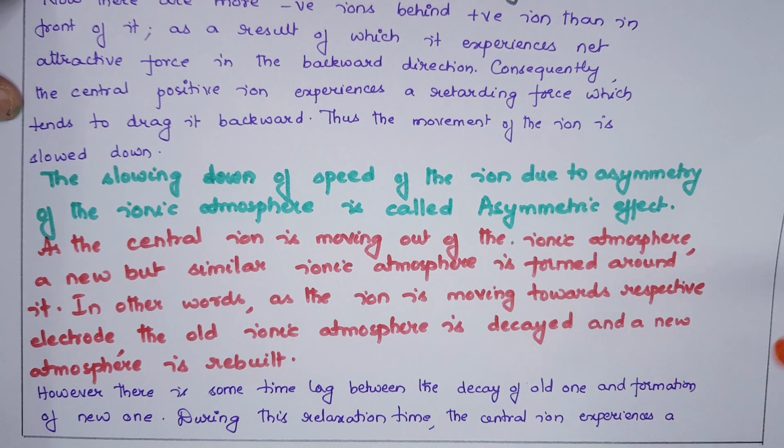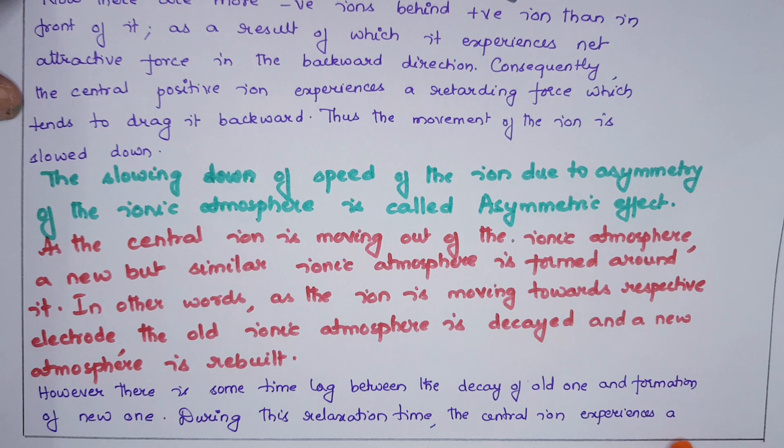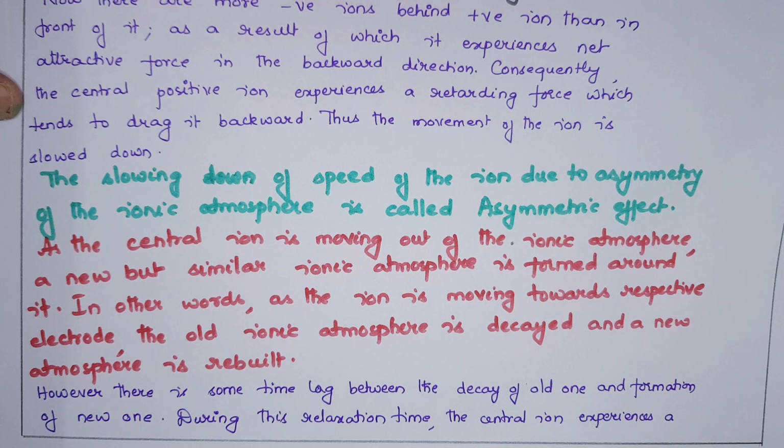Hence this is also called relaxation effect. So the effect has two names, students, asymmetric or relaxation effect. Asymmetric effect is slowing down of speed of the ion due to asymmetry of the ionic atmosphere, and in the relaxation time, the central positive ion, as it is experiencing a backward pull by the old ionic atmosphere, its movement becomes slow, and hence this is called relaxation effect. This is the first reason, students. Second reason, electrophoretic effect.